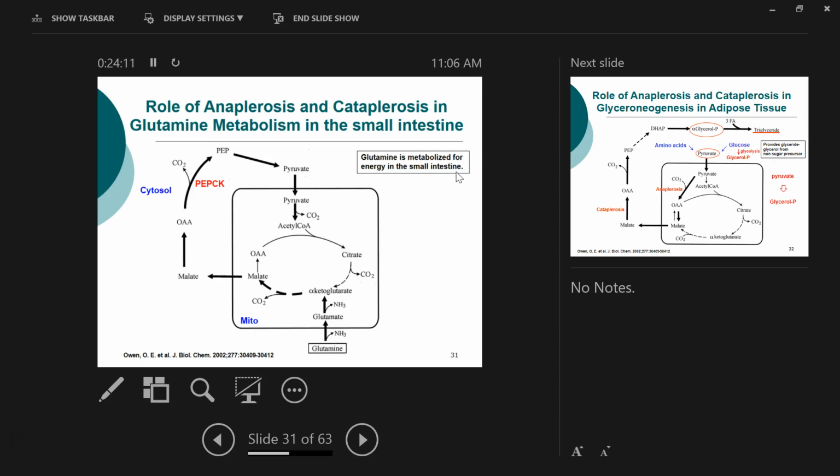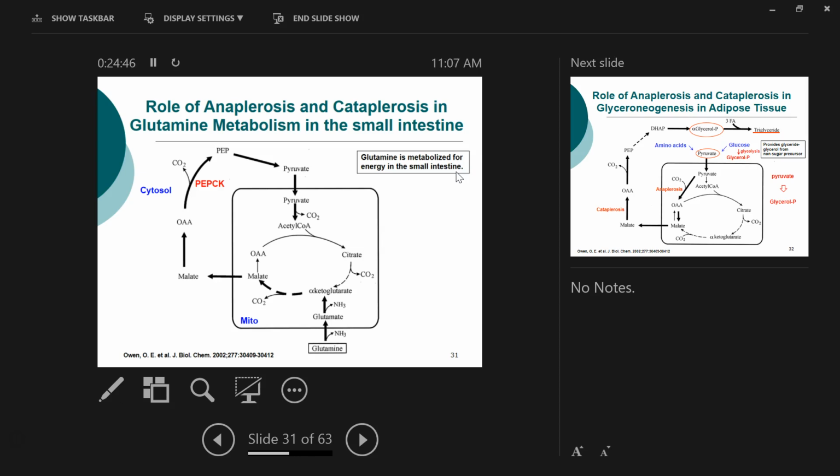And anaplerosis and cataplerosis are also important in glutamine metabolism in the small intestine. If you still remember, I mentioned earlier that the small intestine usually uses some amino acids as energy, and also glucose. So which amino acids can the enterocytes of the small intestine use for energy? Still remember? No? Glutamine, glutamate, aspartate, right? The three amino acids.